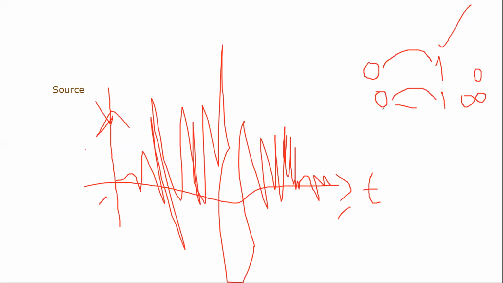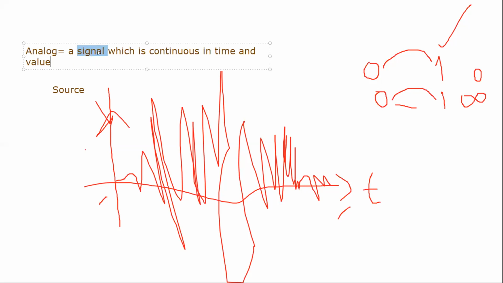Therefore, in a similar fashion, if something is analog, always keep in mind this is a definition. Analog means, okay, a signal which is continuous in time and value. That is the whole definition. Okay. Therefore, it has got two things in it. The first thing is focus on signal. Signal is a kind of synonym for something you can represent.